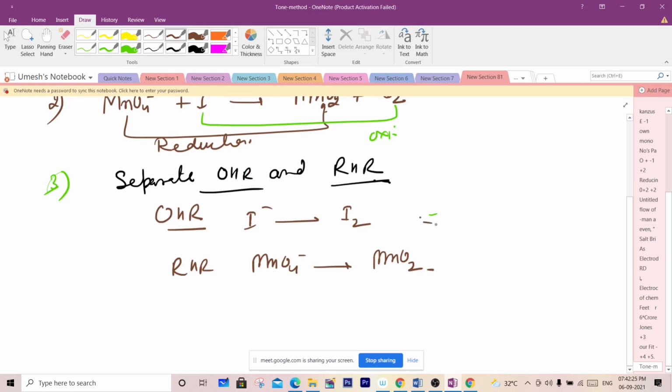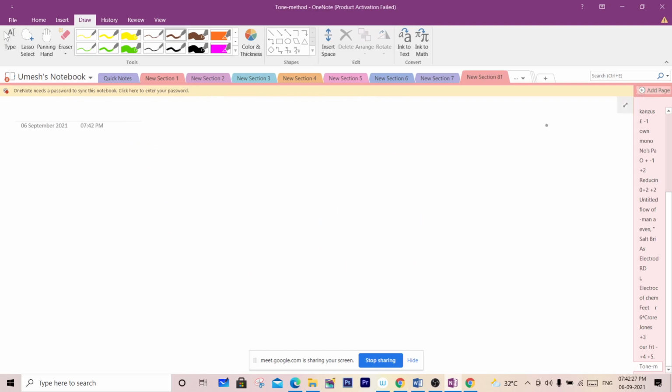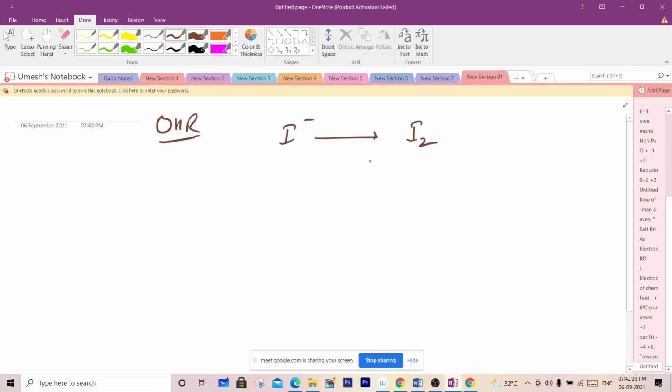Now balance these two equations separately. Let us balance the oxidation half reaction. I negative to I2. Just adding 2 electrons this side will balance it.